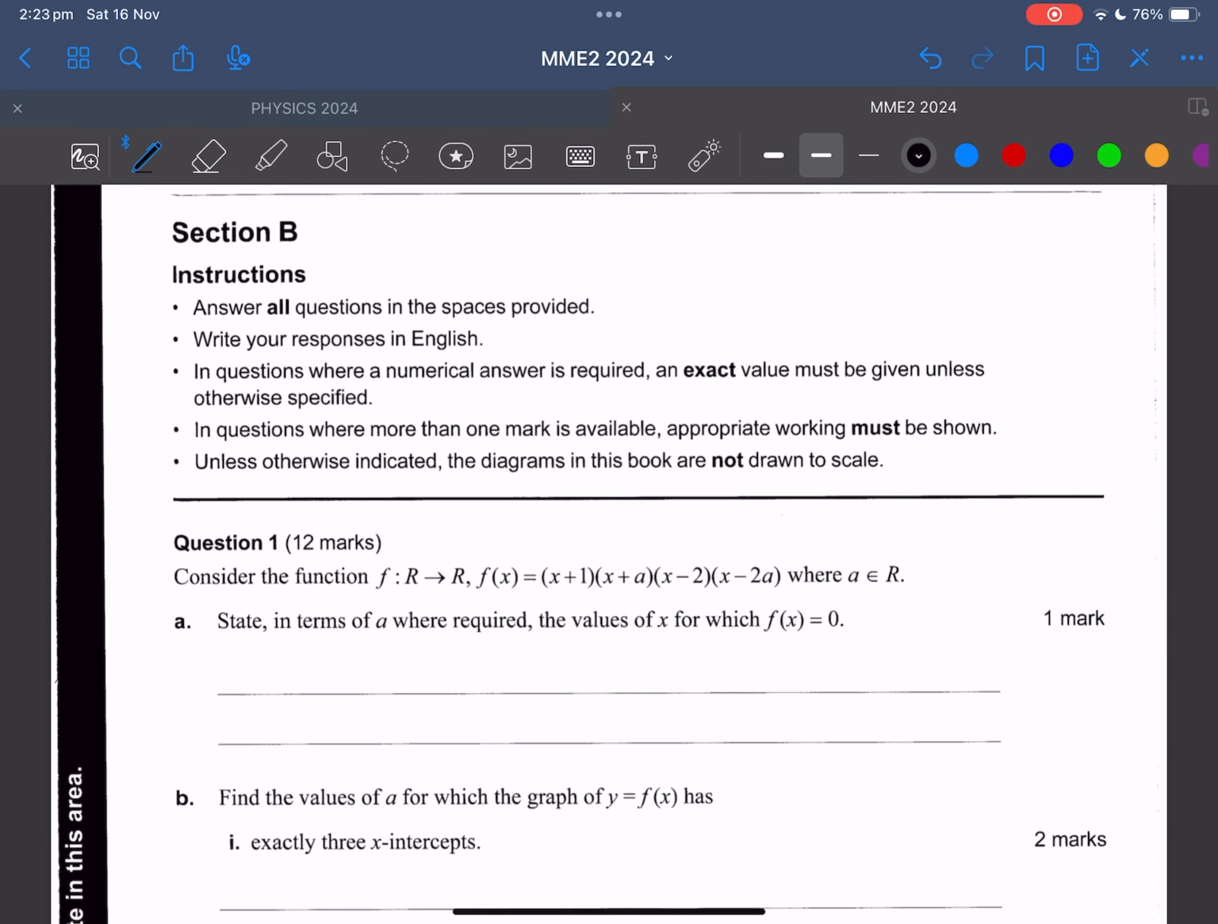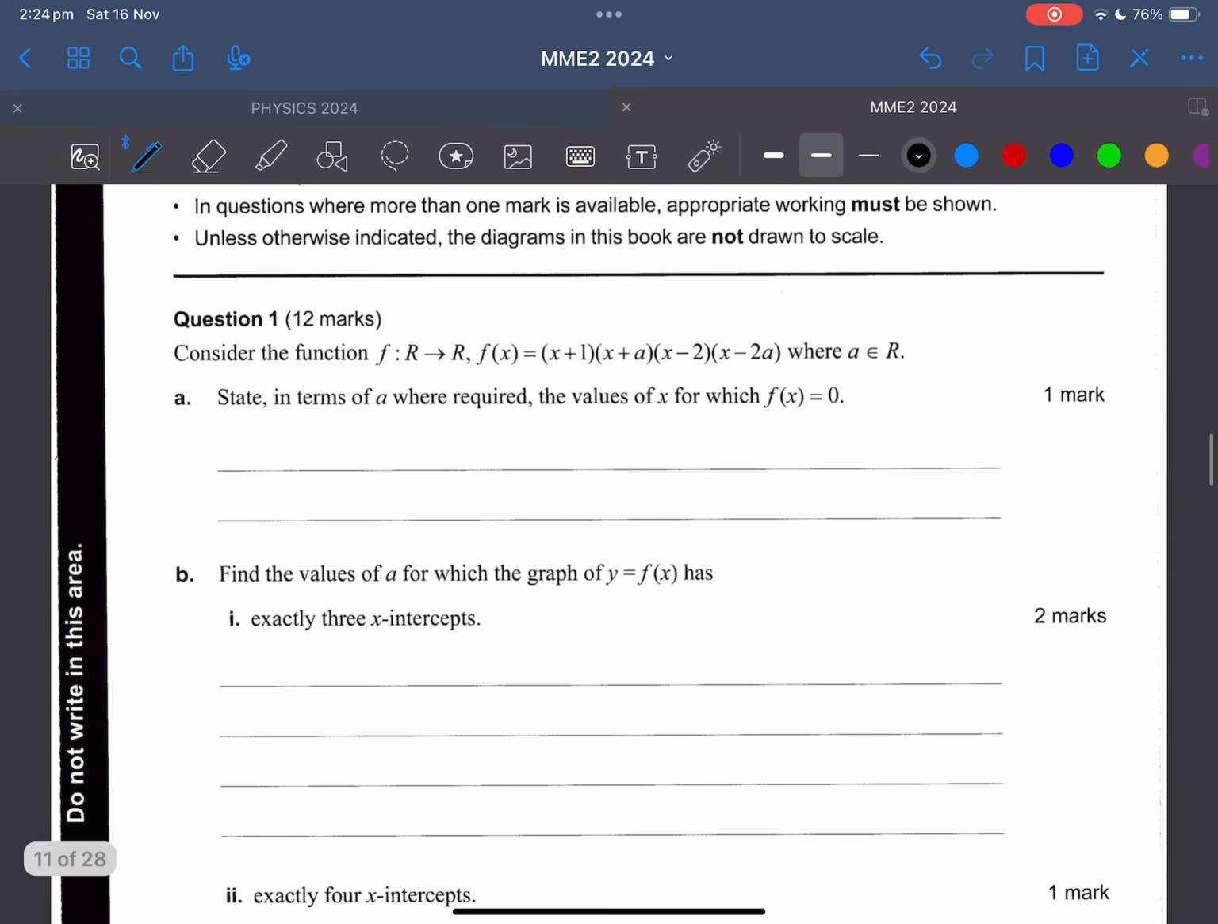Hey guys, let's finally start doing the 2024 section B for math methods, so extended response. So let's see how we go. Okay, so consider the function f of x equals to this, where a is real. State in terms of a where required the values of x for which f of x is 0. Okay, very well. So for f of x to be 0, that's simply asking us to list the x-intercepts.